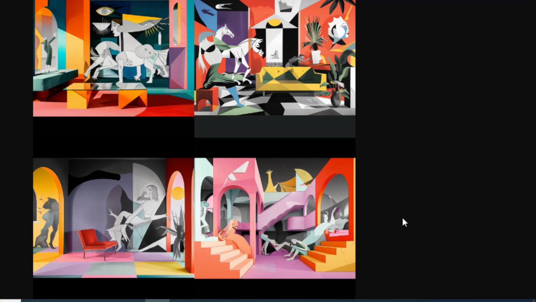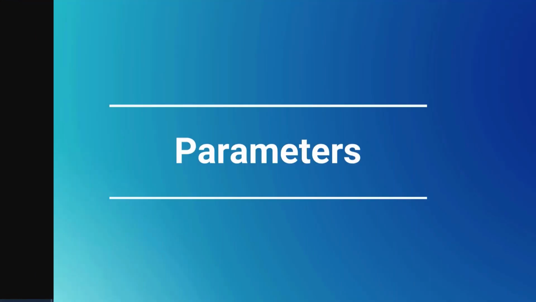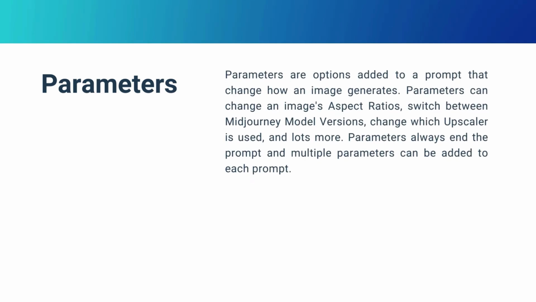By adding the URL image link, you're telling Midjourney to base its image off that. Parameters. Parameters are options added to a prompt that change how an image generates. Parameters can change an image's aspect ratios, switch between Midjourney model versions, change which upscaler is used, and lots more. Parameters always end the prompt, and multiple parameters can be added to each prompt.